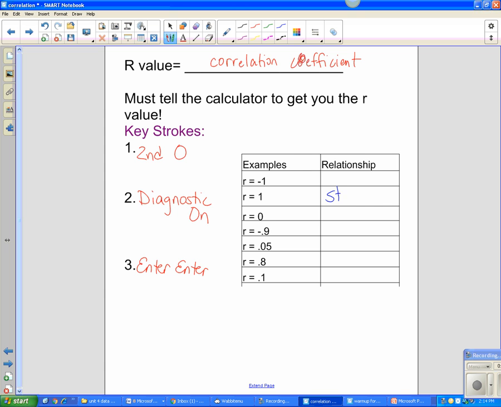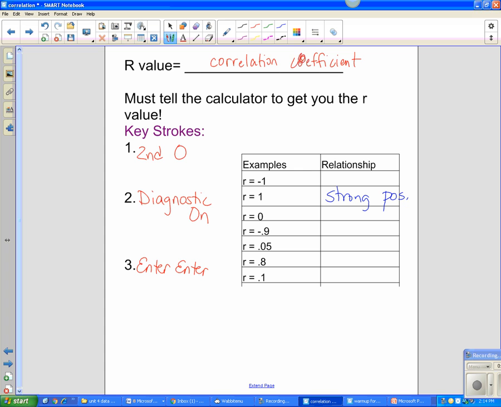That makes it strong. And is 1 positive or negative? Positive. So it's strong positive. This will make sense in a minute. For right now, just fill in the table. So strong positive. The most it can be, so this is the second line. I skipped one. Strong positive.